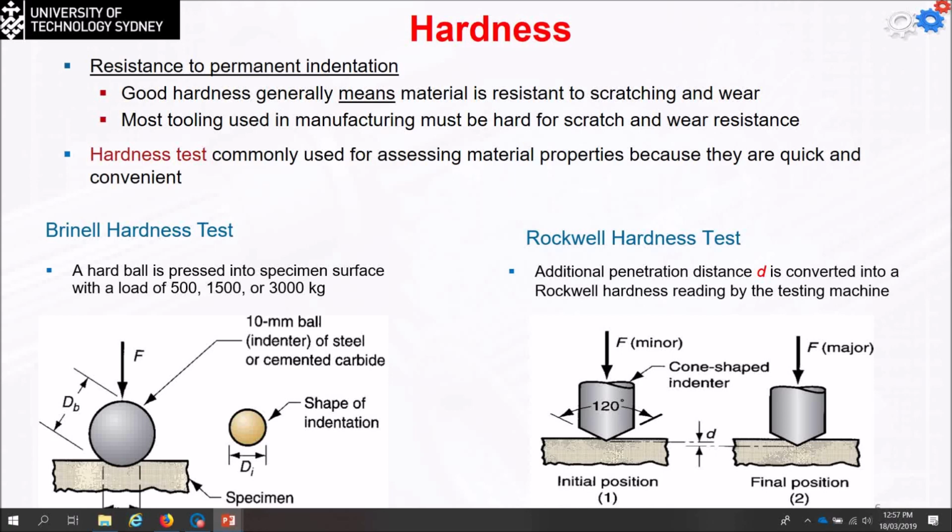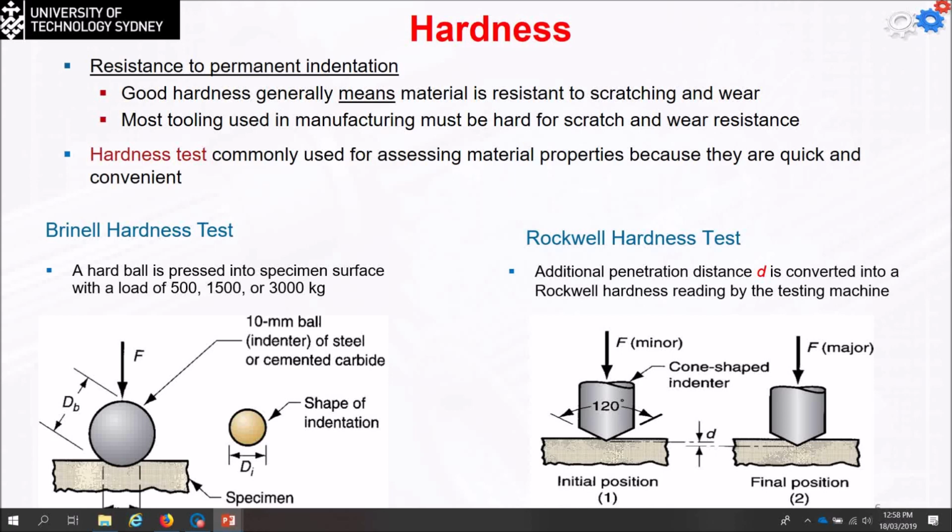Brinell used a ball of a known diameter. Simply, he presses it against the surface of the specimen with a certain load, for example 500, 1,500, or 3,000 kilograms. Remove the ball, then check the diameter of the indentation we have on the surface.